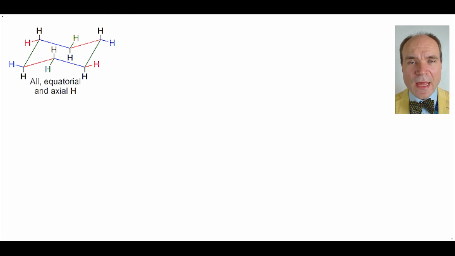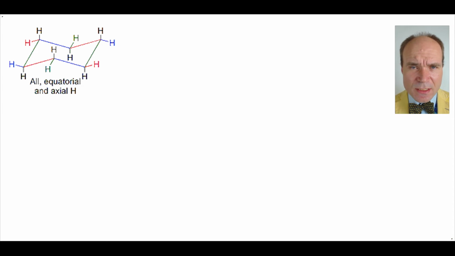Let's bring all the equatorial substituents and axial substituents together and show them on the same cyclohexane. Still, for the equatorial substituents, the red hydrogen-carbon bond is parallel with the red carbon-carbon bond, the blue hydrogen-carbon bond is parallel with the blue carbon-carbon bond, and the green hydrogen-carbon bond is parallel with the green carbon-carbon bond. We do see another pattern here.